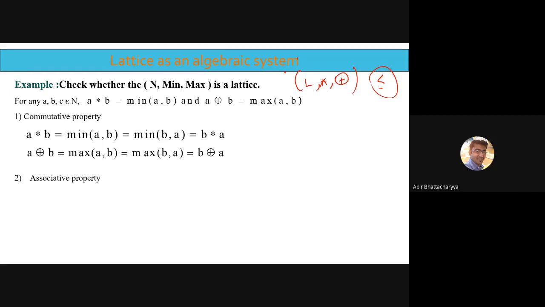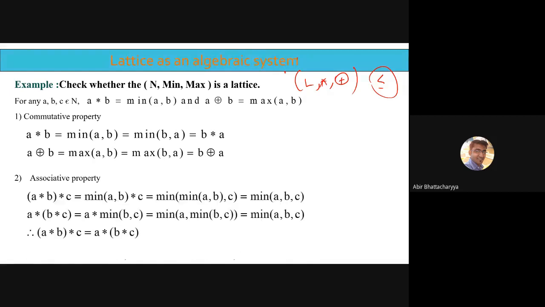Next, go for the associative property. To prove the associative property, we need three variables like A, B, and C. First, we will go for the star property. First, the bracket (A star B) star C. We know that star means minimum. So the minimum of (A star B), C is equal to the minimum of (minimum of A, B), C, which equals the minimum of A, B, C. That is your LHS, and similarly this is your RHS.